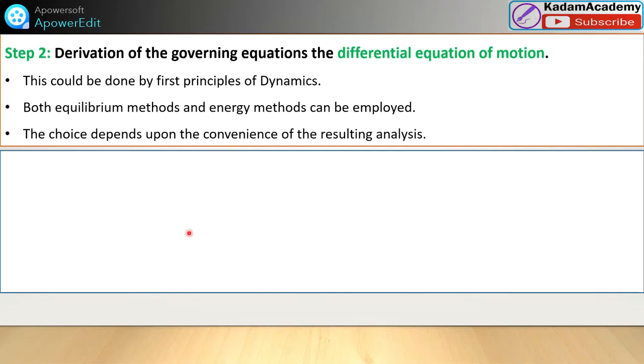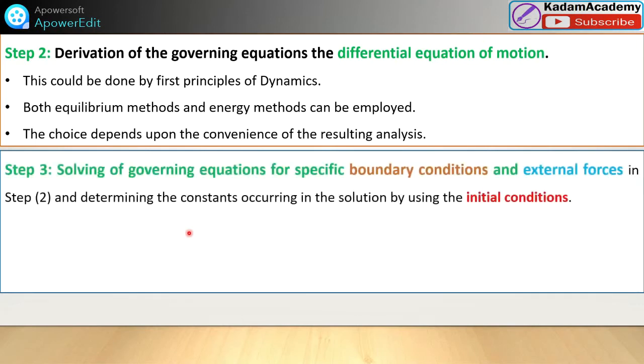Whatever the forces and masses are given, that system may be linear or non-linear, discrete or continuous, and according to that system we have to derive the equation of motion. For a discrete system, that equation becomes an ordinary differential equation, or in a continuous system, that equation becomes a partial differential equation. Under this approach of deriving the governing equation of motion, various approaches we can use. We can use the energy method, or the FBD or equilibrium method.